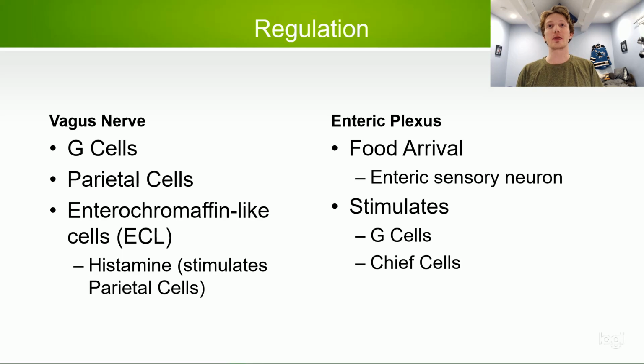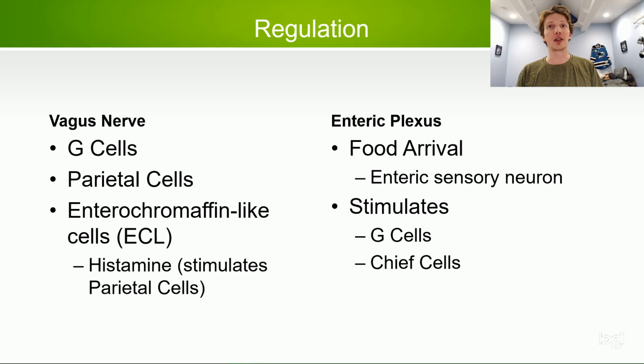So we have seen how the cells of the gastric pit influence one another in a decently complicated web of hormones, acids, and enzyme secretions. But the initial signals have to come from somewhere. They come from both the vagus nerve and the enteric plexus.